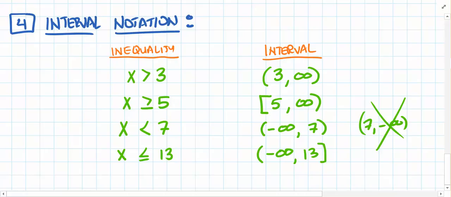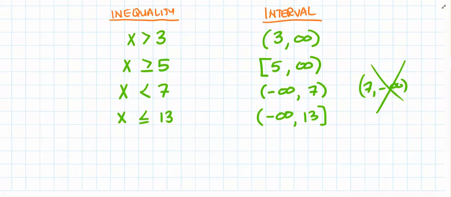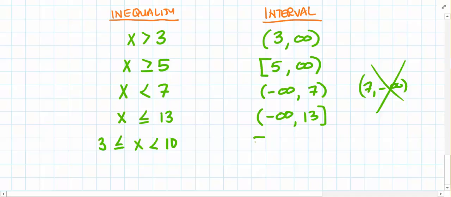Okay. What about this one here? What if I said 3 is less than or equal to x, which is strictly less than 10? That's a compound inequality, isn't it? How would I write this in an interval? Well, 3 is included, so I would have a bracket. I would put 3, comma, 10. 10 is not included, so I would not put a bracket. I would put a parenthesis. Do you see how one transposes into the other? Okay. Let's do another one here.